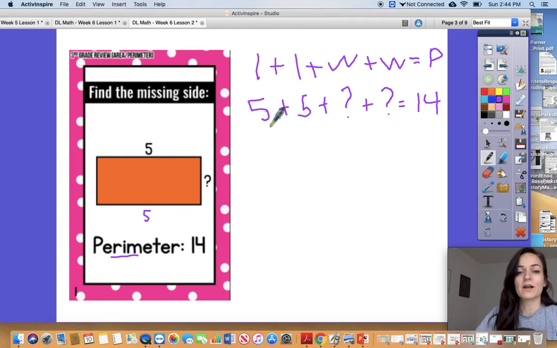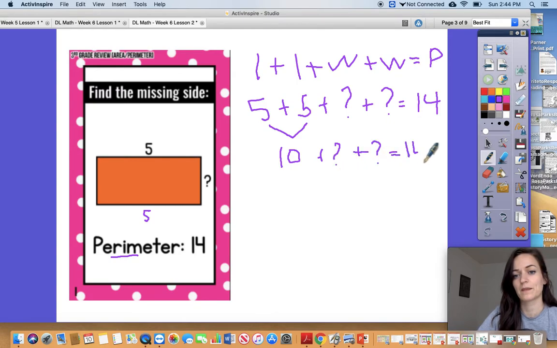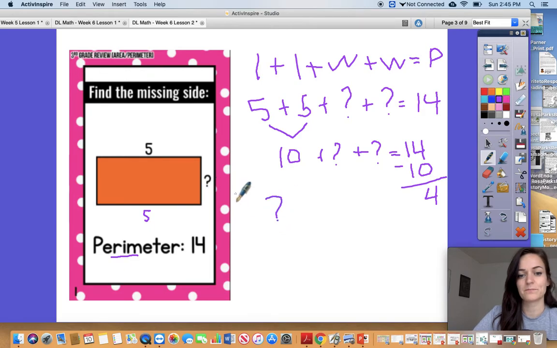What I'm going to do first is add these two sides together. 5 plus 5 is 10. So what it's saying is 10 plus this side will give me 14 units in all, okay? To first find out what this side and this side is, I'm going to get rid of the sides that I do know. I'm going to subtract them out of here so I don't have to deal with it anymore. So I have 14 and I'm going to subtract the 10. If we subtract these two sides, then all we're left with is how long these two sides are. 14 minus 10 is 4. So this side plus this side equals 4.